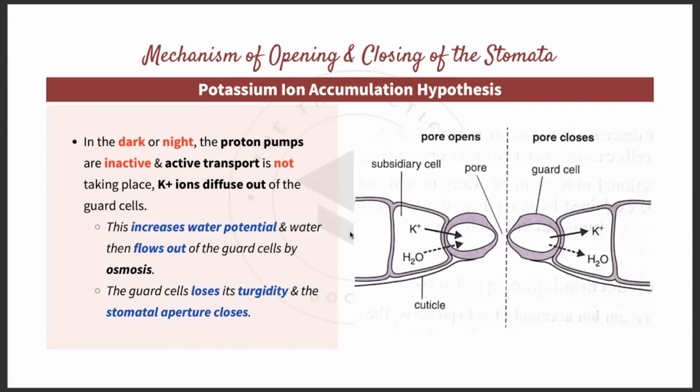How I would like to remember it actually is that water follows potassium. So you see, when the pore opens, it's because the potassium ions flow in. So the water flows in, it becomes turgid, and then it opens. So for the pore to close, water follows potassium. Potassium needs to come out. Water follows it, and then it does not become turgid, it becomes flaccid, and then it closes.